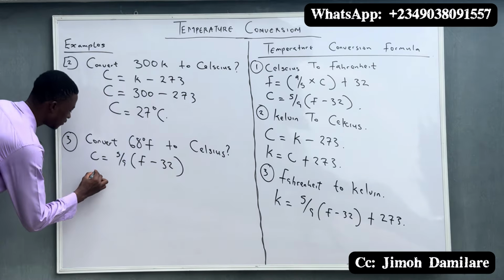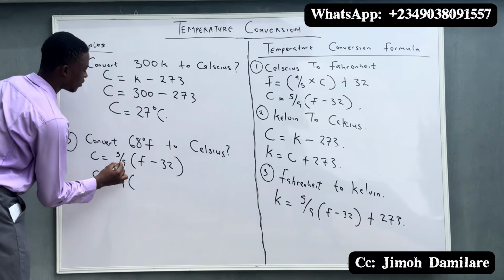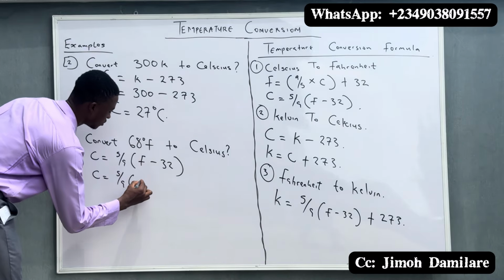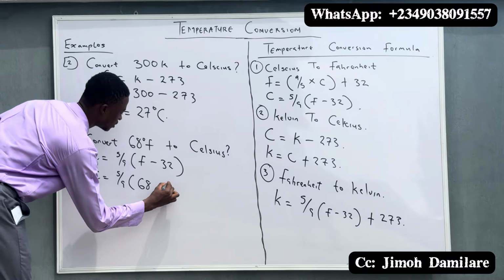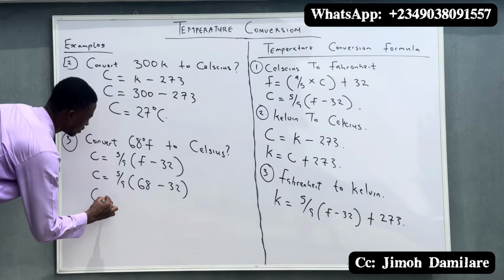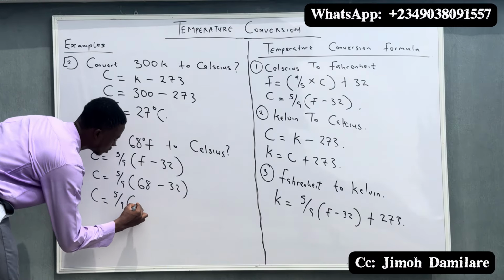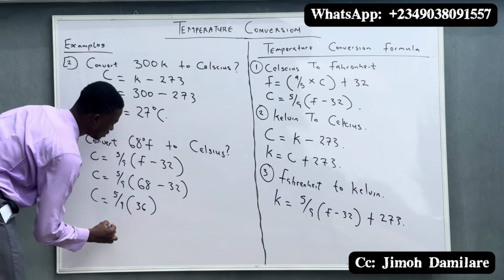So in this case, we have Celsius to be given as what? 5 over 9, open bracket. What is our Fahrenheit? Our Fahrenheit here in this case is 68 minus 32. So our C will be given as 5 over 9 multiplied by, so 68 minus 32 will give us what? 36. So we have 36.